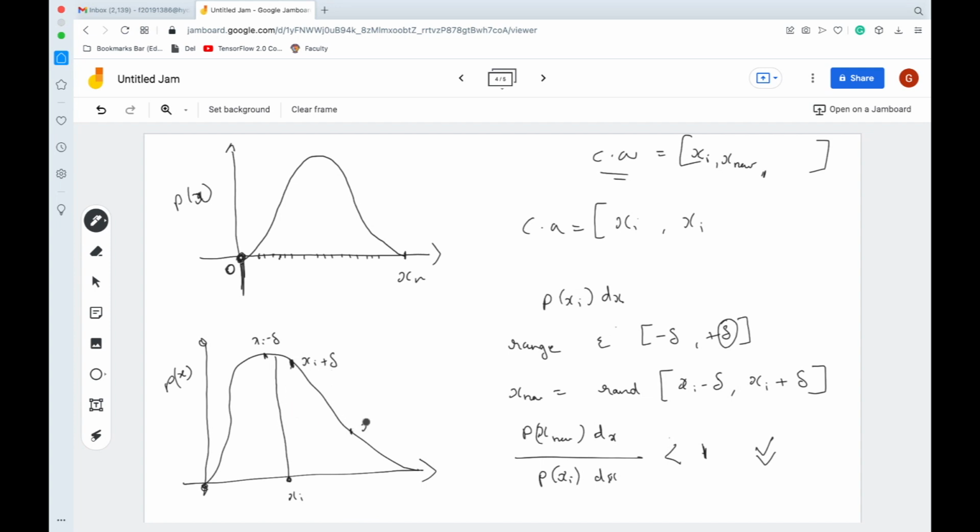But if this was the point xi plus delta, where I would take delta really large, then this wouldn't get added to my candidate array because it has a really low probability of occurring when compared to xi.